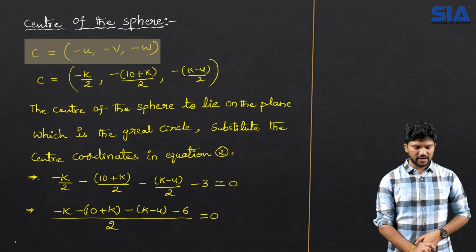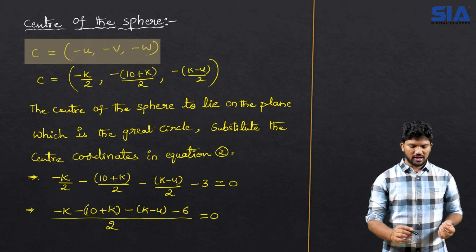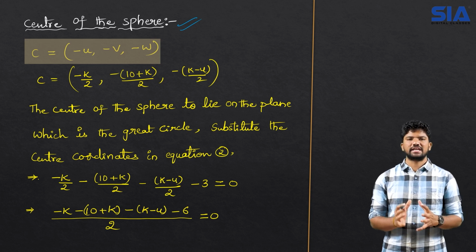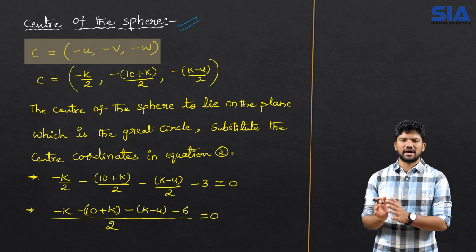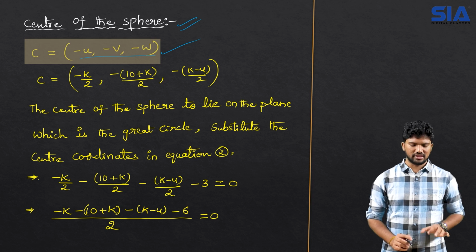So now, after getting all the u, v, w and d values, it's time to take the center of the sphere. What is the center of the sphere equation? You know very well: C is equal to minus u, minus v, minus w. This is the formula. Mention the formula in the box.